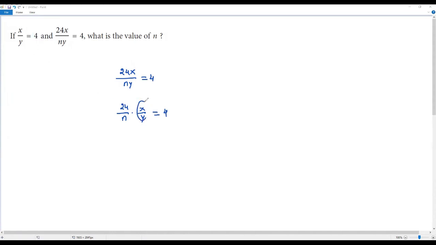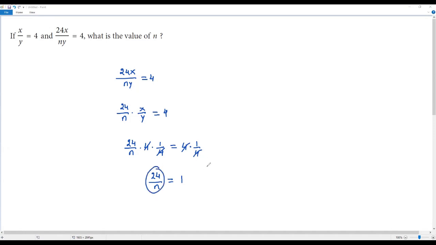We can plug in 4 for this x over y, then we get 24 over n times 4 equals 4. Now let me multiply both sides of the equation by 1 over 4. Here this 4 will cancel out. We get 24 over n on the left side. On the right side, this 4 will cancel out. We get 1.